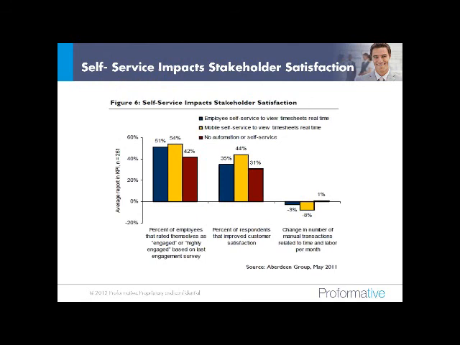So to get a sense of the percentage of employees that rated themselves engaged or highly engaged, based on employee self-service versus no automation of self-service, you can see the delta there of between 51 and 42%. And if you throw in mobile self-service, there's even a much higher engagement in best-in-class organizations. The percentage of respondents that improved customer service as a result of having that self-service enablement is much higher when it comes to having self-service and mobile self-service.